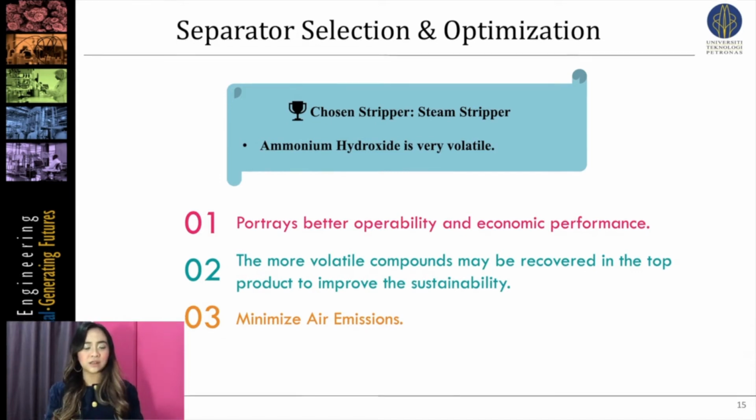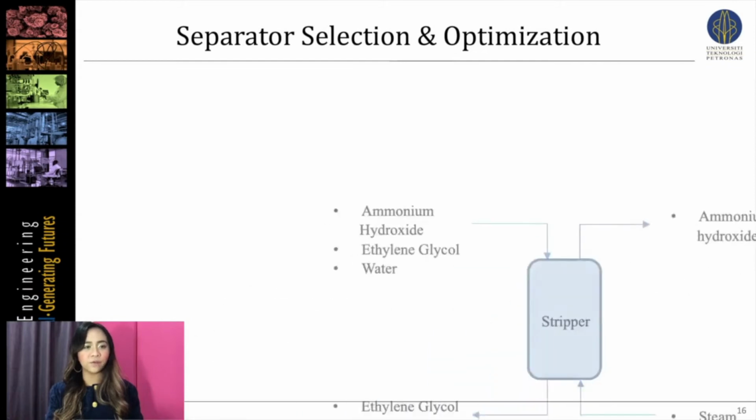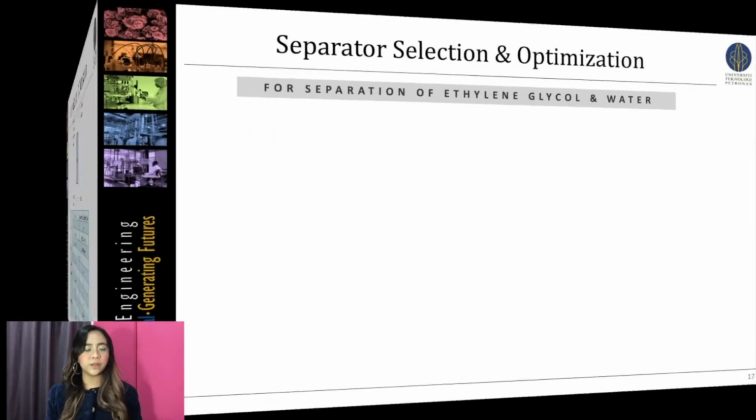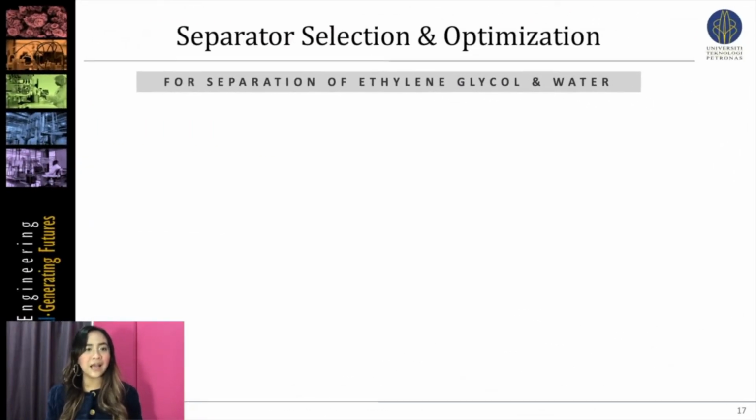So, this is the block diagram of the process of the steam stripper, and the following table shows the estimated operating conditions for the steam stripper. Lastly, after undergoing the stripping process, the bottom products of the stripper are EG and water.